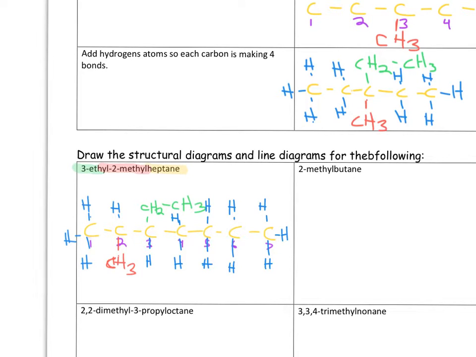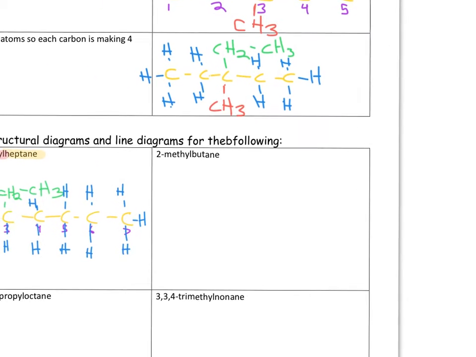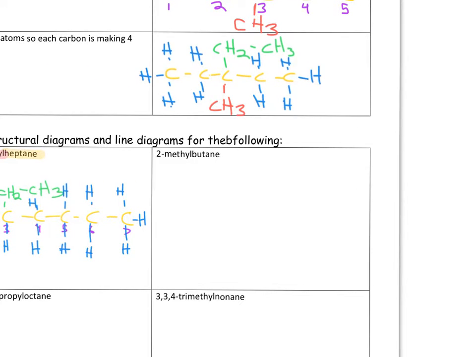Okay, we'll do our next one, 2-methyl butane. Easy enough, looking at our molecule, we see that we have a butane, so we have 4 carbons: 1, 2, 3, 4, numbering them from left to right. It's always a good idea to number your carbons, so when you're drawing more complicated ones, you don't miss putting your side chains on the wrong groups.